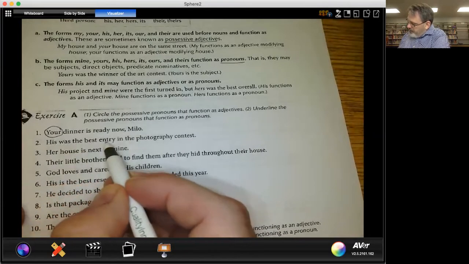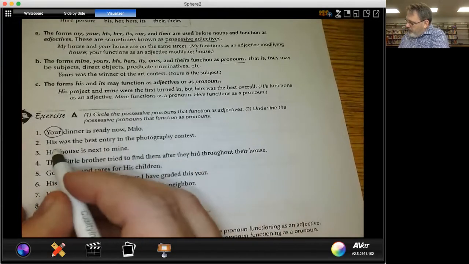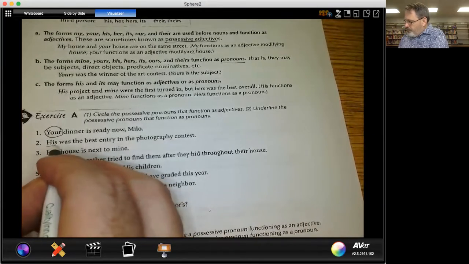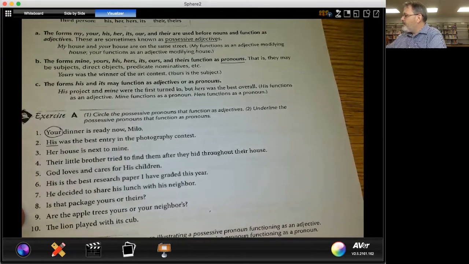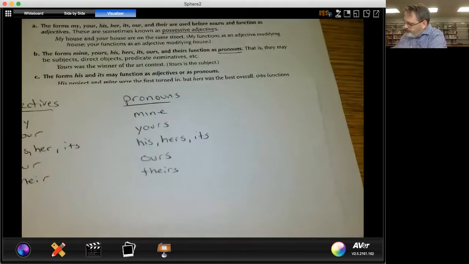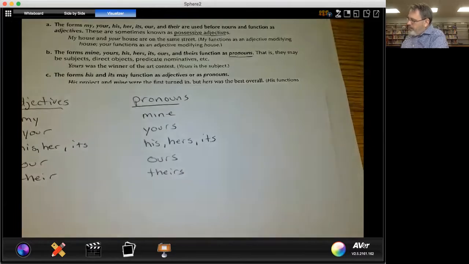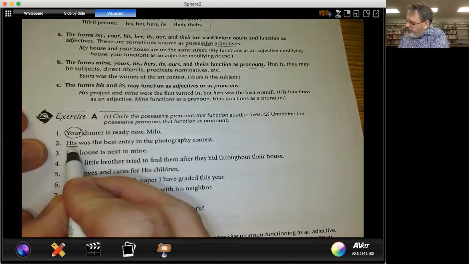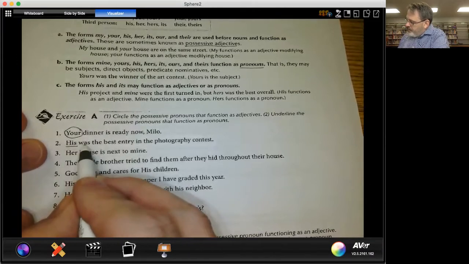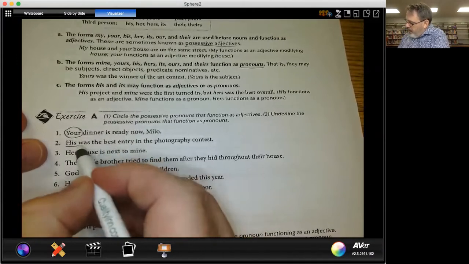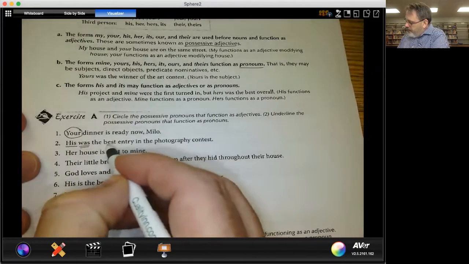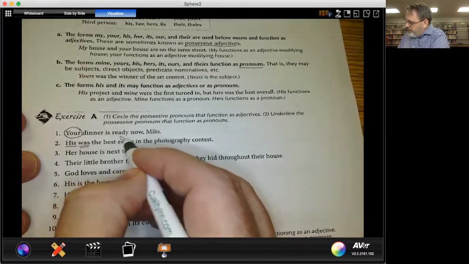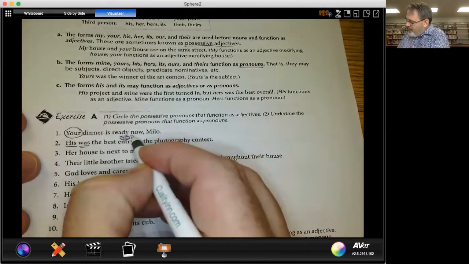His was the best entry in the photography contest. Well, in this case, his is the subject, was is the verb, isn't it? So his is being used as a pronoun in this case because pronouns can be subjects. Now, his is in both lists. But we know it's a pronoun because an adjective can't be a subject, can it? But a pronoun can be a subject, and this is the subject of the sentence. His was best. That's a linking verb, incidentally, and entry is, so his was the best entry. Entry is the, not direct object. What is that? Predicate nominative, that's right.